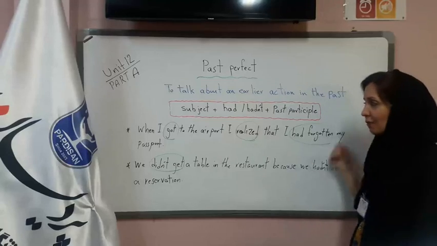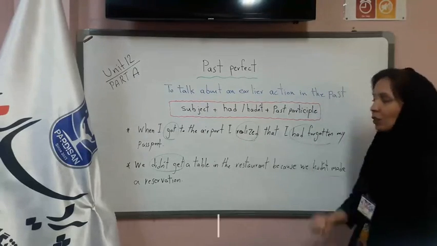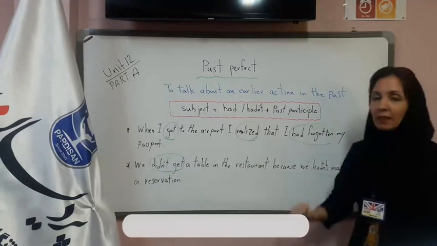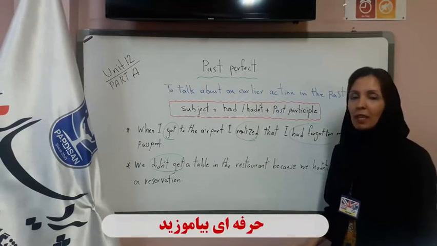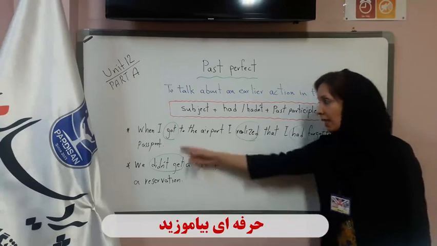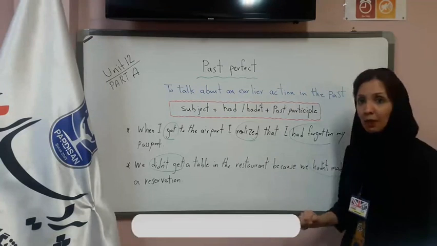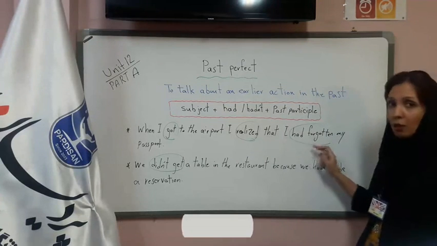Look at the sentence. We have three different actions. Getting to the airport, realizing, and forgetting your passport. Which action happened first? Getting, realizing, or forgetting? Forgetting happened first. So, had forgotten.